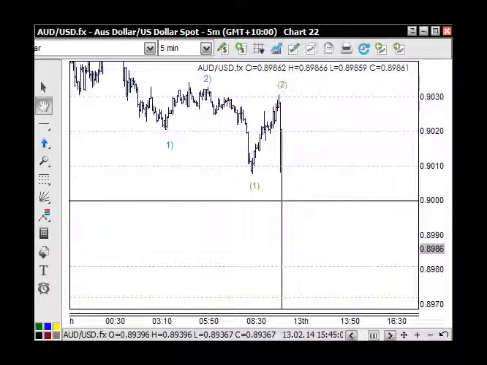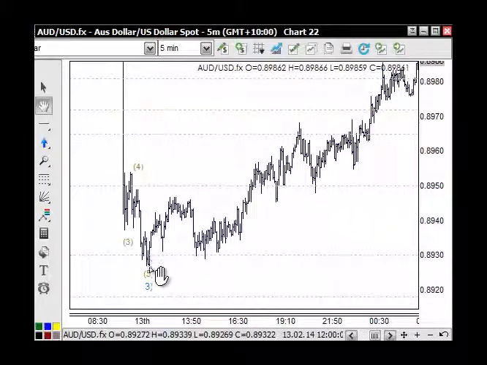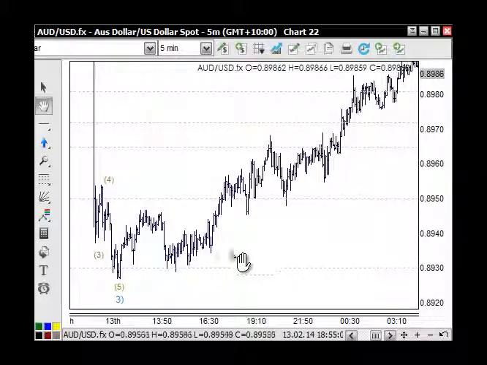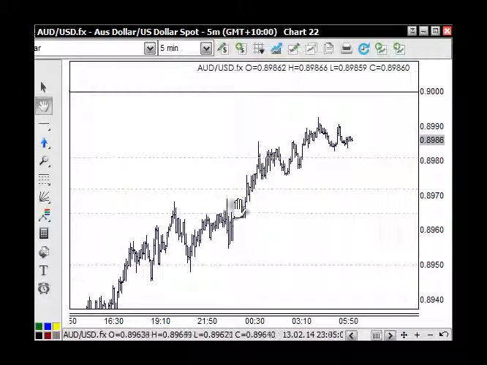So either way, it can be taken as a count here. This is more like an expanded flat here. So up for 1 and back for 2 here, then an A, B, and C here. But this is all 1, 2, 1, 2, 3, ABC for 4, 5, and then 5 here. So this is all wave 1 here and wave 2 here as such. And then we've got wave 1 and 2 here. Then we've got 1, 2, 3, ABC here, 4, 1, 2, 3, 4.